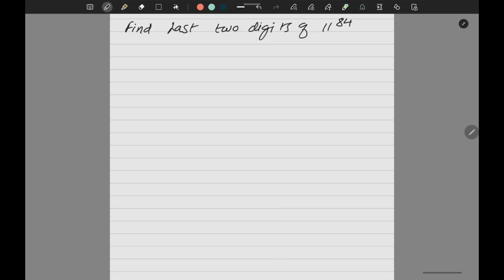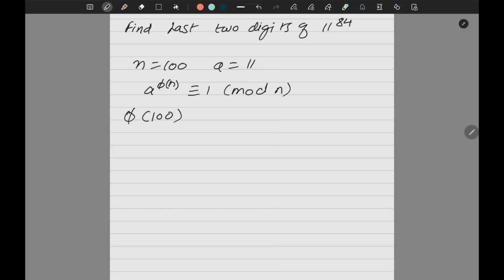Find the last 2 digits. 2 digits means mod 100. Mod 100 means n is equal to 100 and a is equal to 11, and both are co-prime, so I can apply the theorem. My theorem says a to the power phi n is congruent to 1 mod n. Now what is phi n? Phi of 100. What are the factors of 100? 100 is equal to 25 into 4.